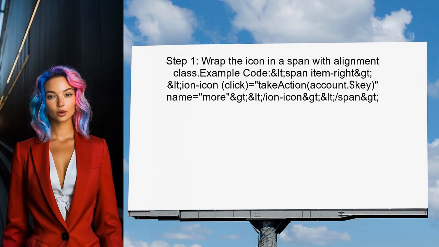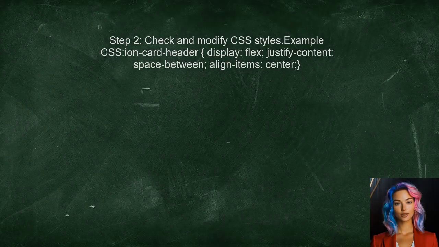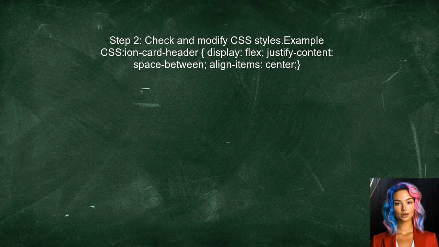To reposition the icon in the Ion card header, the user should first ensure that the icon is wrapped in a span with the correct alignment class. This will help in positioning it to the right. Next, the user should check the CSS styles applied to the Ion card header. They may need to add or modify styles to ensure the icon aligns properly.